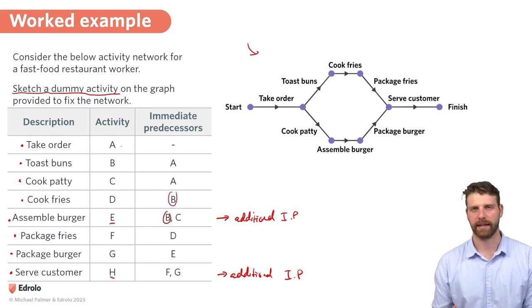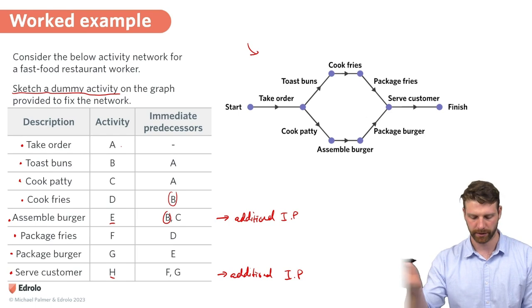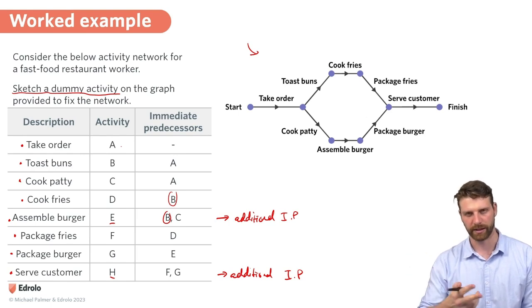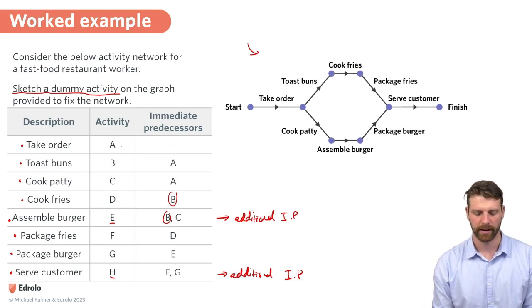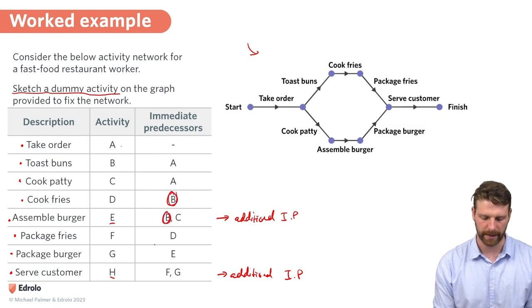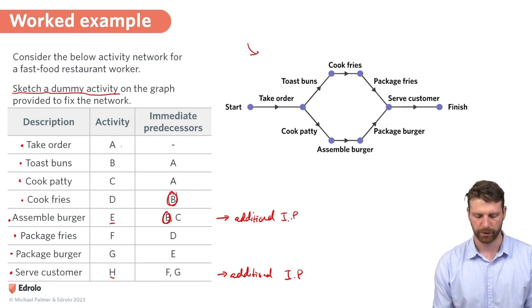And so when I draw an activity network, I want to draw it from the shared immediate predecessor to the relevant activity that has two additional immediate predecessors. So in other words, I'm going to draw this from B to E.